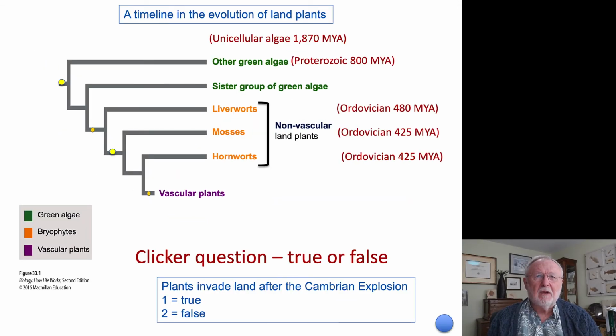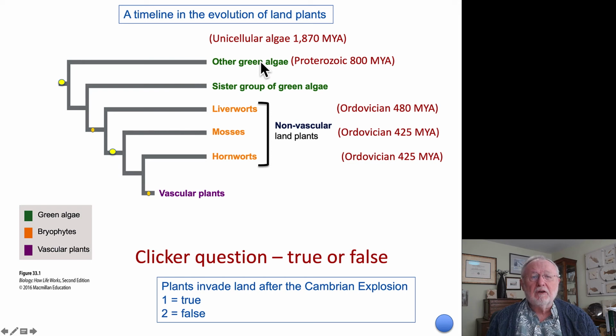So here's a timeline for the evolution of land plants. We have the sister groups to the green algae, with the first land plants being the liverworts, the mosses, and the hornworts. They arose between 425 and 480 million years ago during a period known as the Ordovician. After that, we saw the evolution of vascular plants.